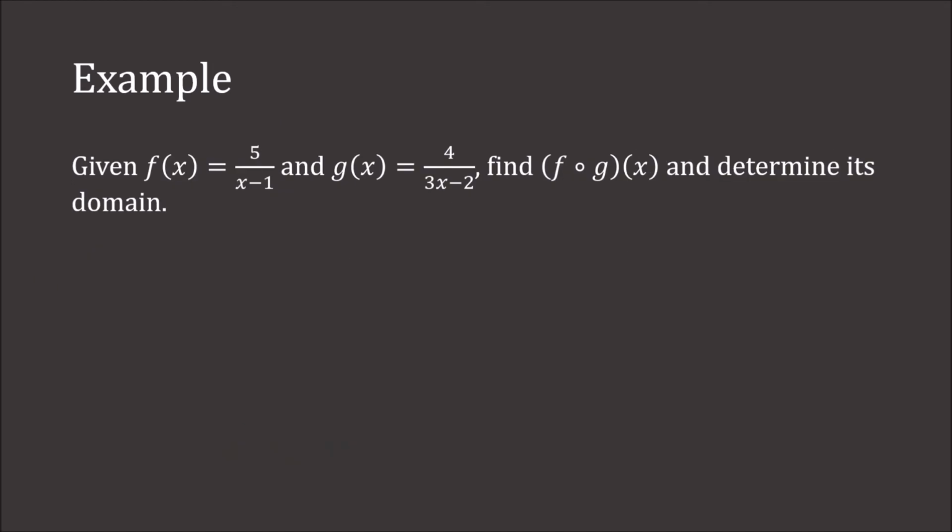Let's now look at the functions f of x equals 5 over x minus 1 and g of x equals 4 over 3x minus 2. We want to find f of g and determine its domain. Let's first notice the domain of f is everything except 1. The domain of g is everything except 2/3.